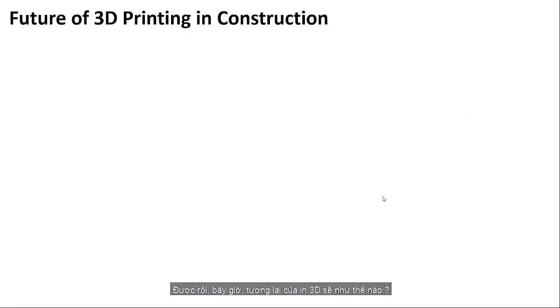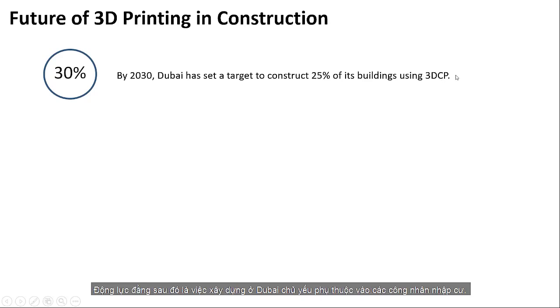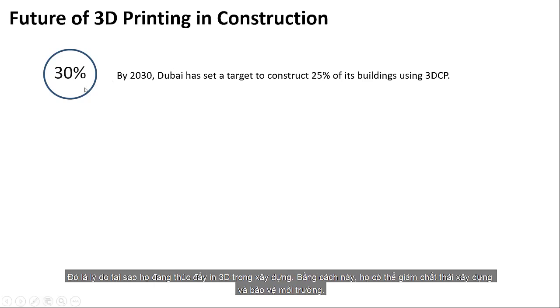So now, what is the future of 3D printing in construction? Let's talk about the first one. By 2030, the Dubai government set a target to construct 25% of its buildings using 3D concrete printing. The driving force behind this is that construction in Dubai is hugely dependent on immigrant workers. 90% of construction workers are immigrants. So the Dubai government wants to reduce labor use. That's why they are introducing 3D printing in the construction industry.